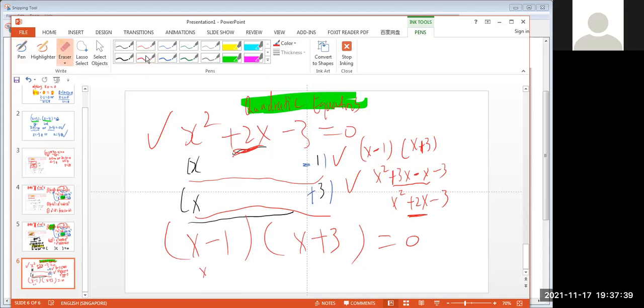Or I would rather say it's pretty systematic. Okay. Just need to remember the steps. So x equals 1 and x equals -3. So yeah, you have two answers.